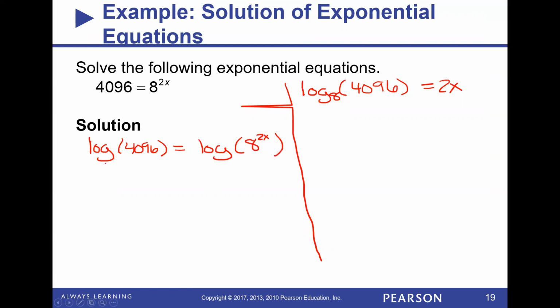Okay, again, what I do to one side, I can do the same thing to the other. At this point right here, let me pull my power down. So this is going to be the log of that 4,096 equals 2x times the log of 8. Now remember, I am solving for x here, so I'm just going to divide both sides by log of 8.